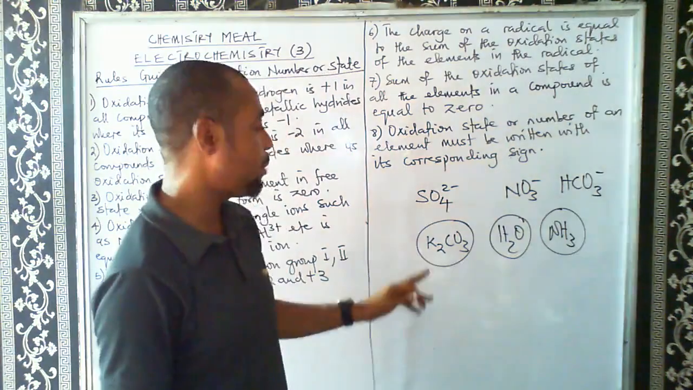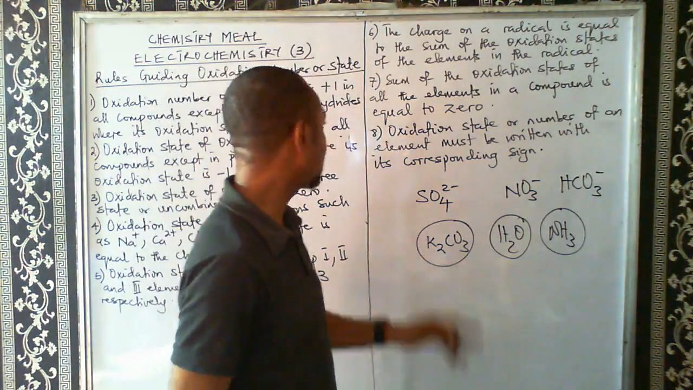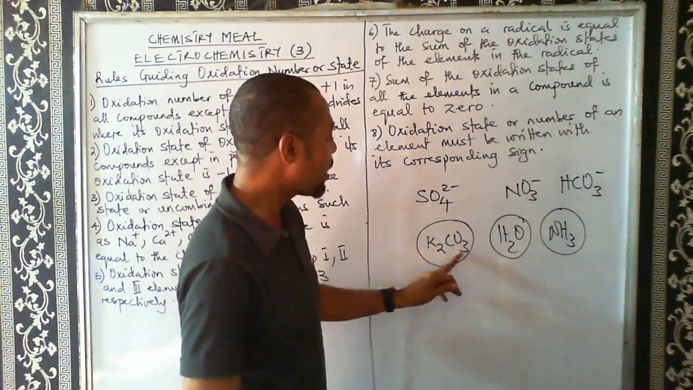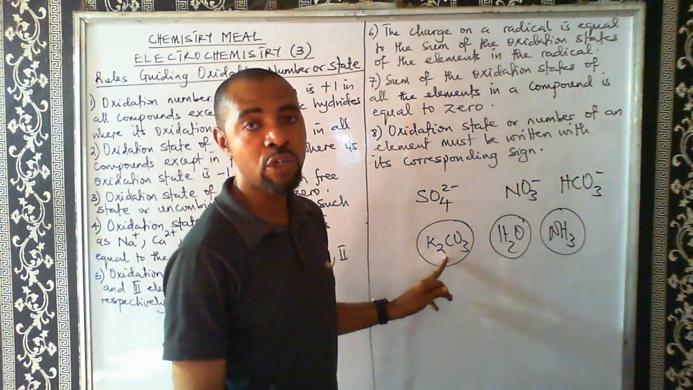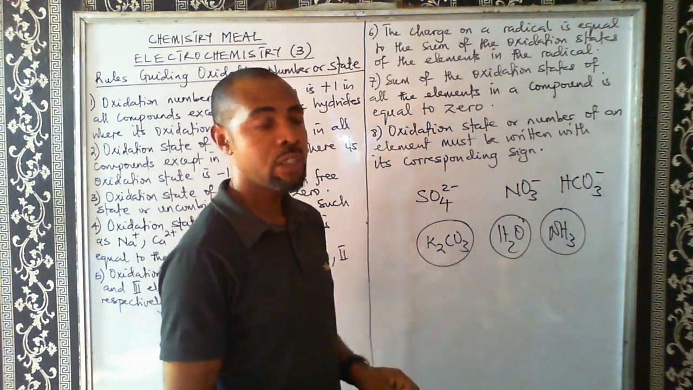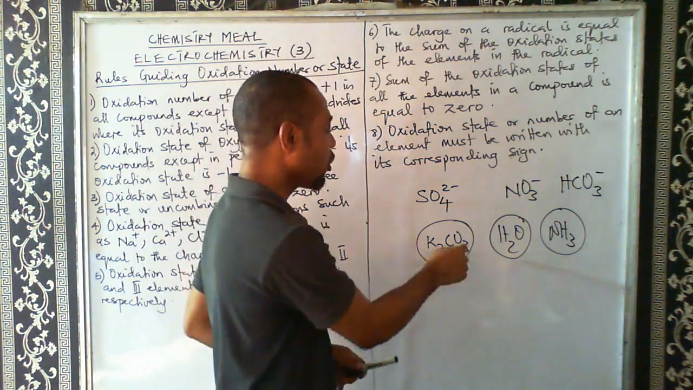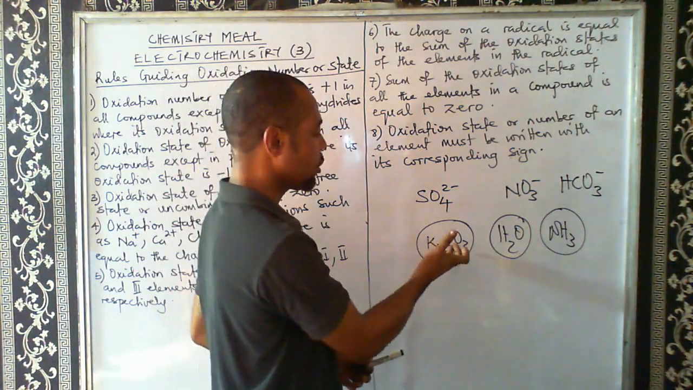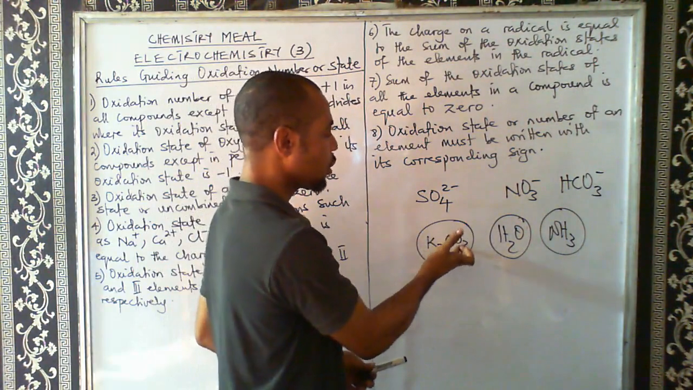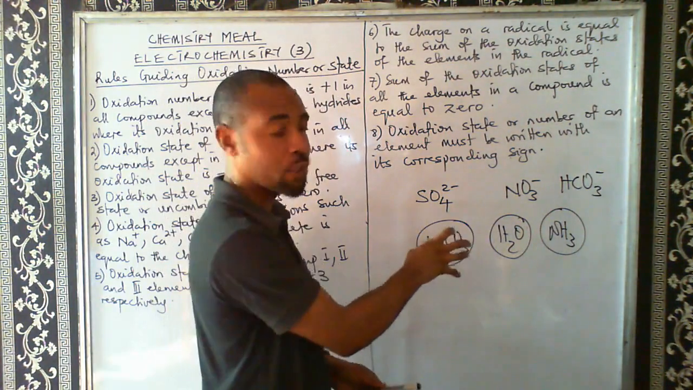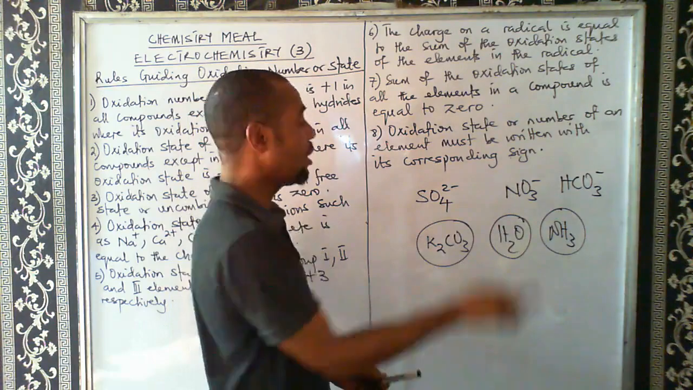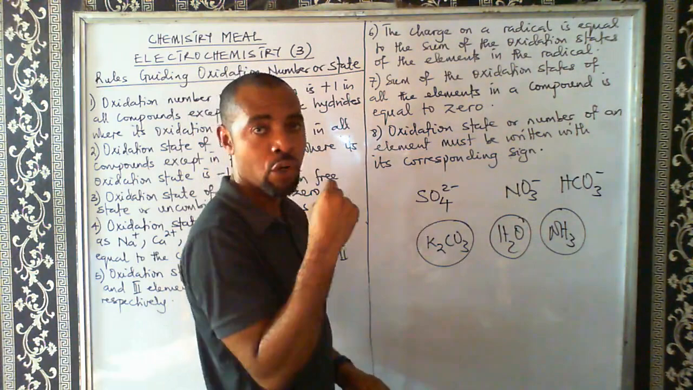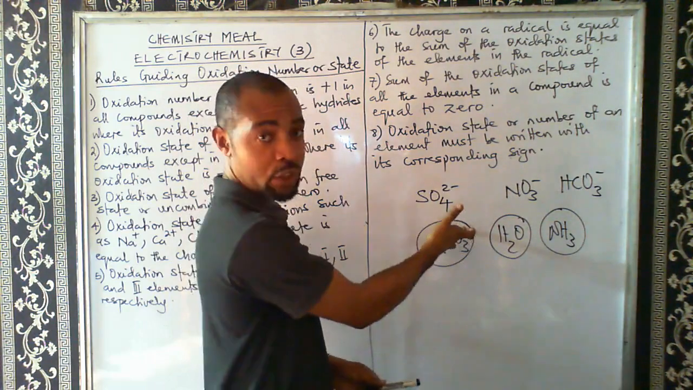So in any compound, if you add the oxidation states of all the elements in a compound, you are going to have what? You are going to have 0. So the sum of the oxidation states of all the elements in a compound will give us 0. So the oxidation state of potassium plus the oxidation state of carbon plus the oxidation state of oxygen will be equal to 0 because this is a compound. Unlike in a radical, where the sum of the oxidation states will give us the charge on the radical. So there is no charge here, we have 0 charge.